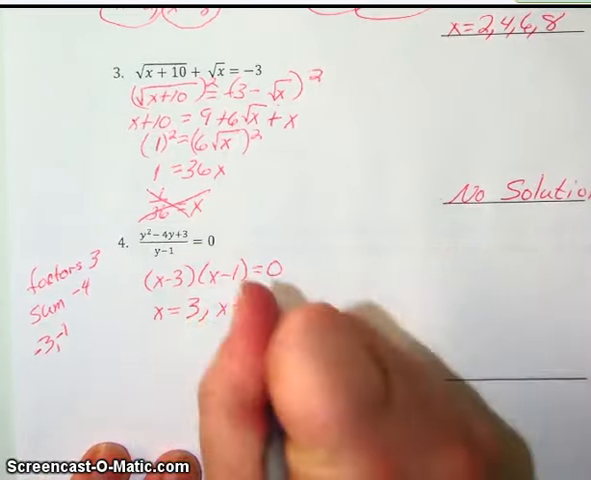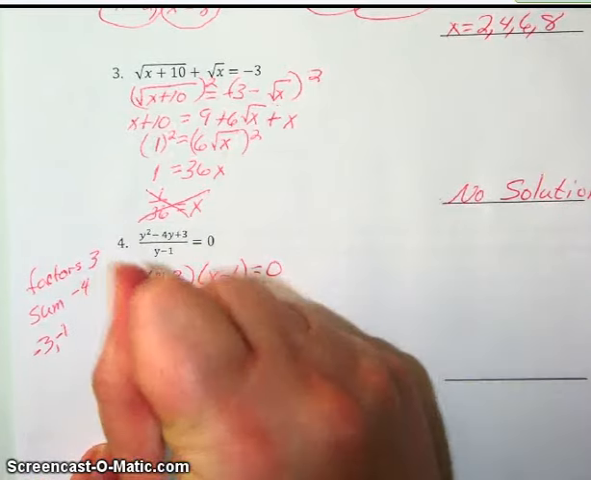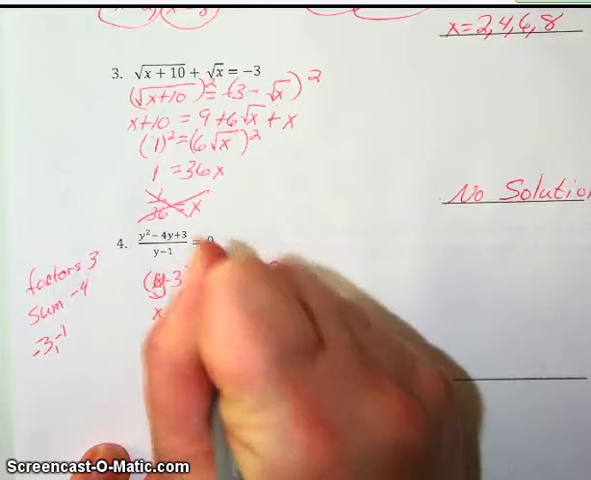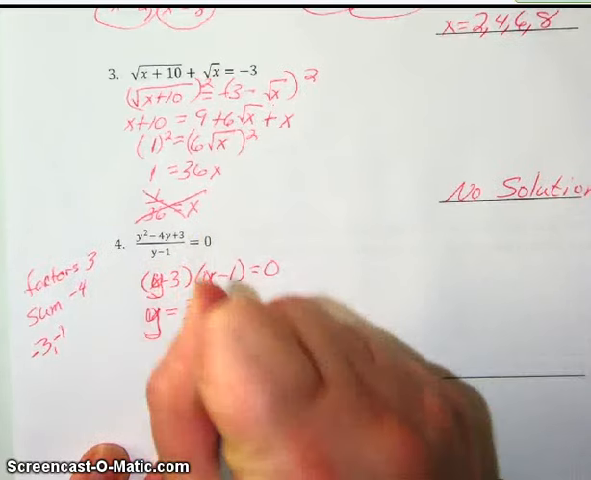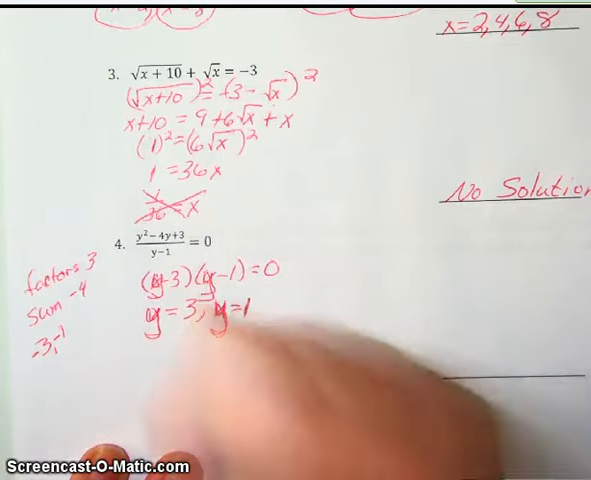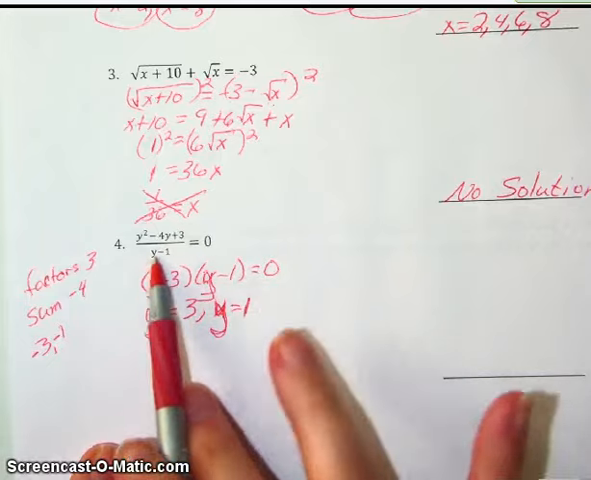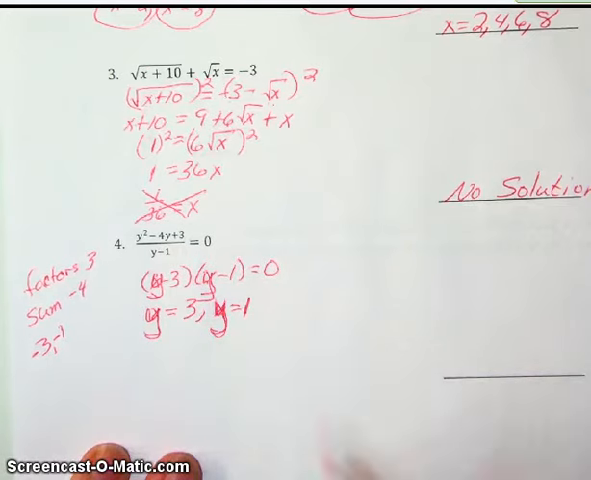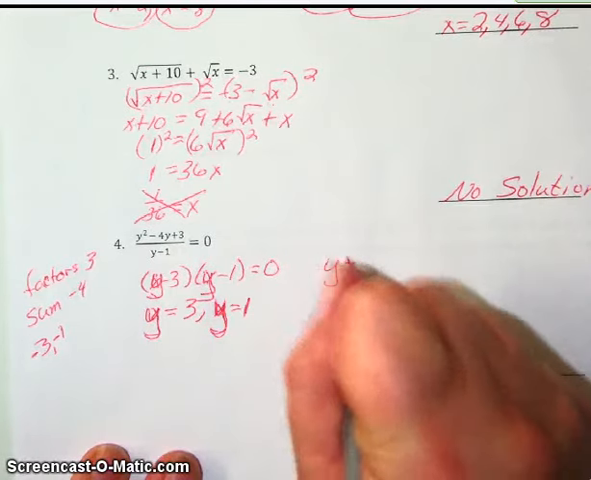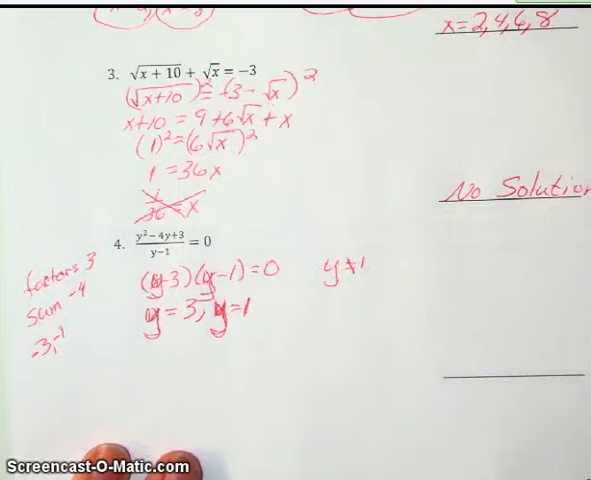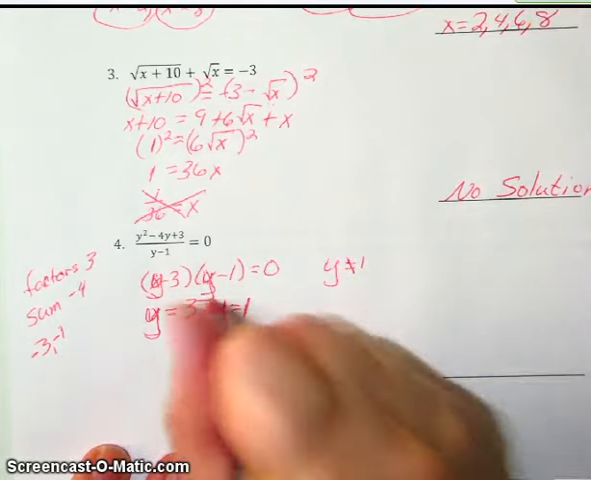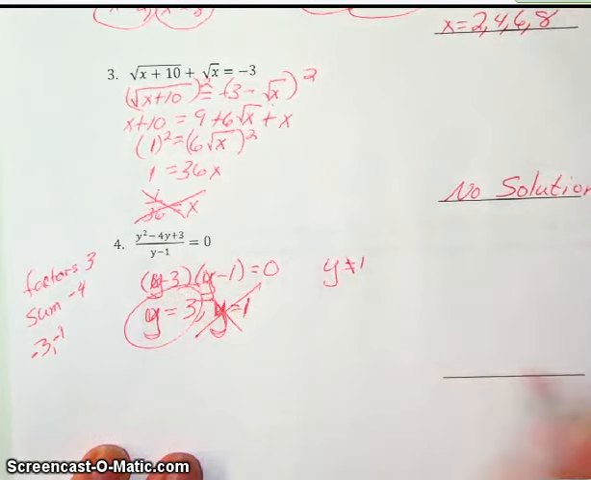Why am I using x's? These are all y's. Y, y, y, y. Okay. All right, but on the bottom, y cannot be positive 1 because you cannot have the denominator equal to 0. So that means this is not a solution. The only solution is y equals 3.